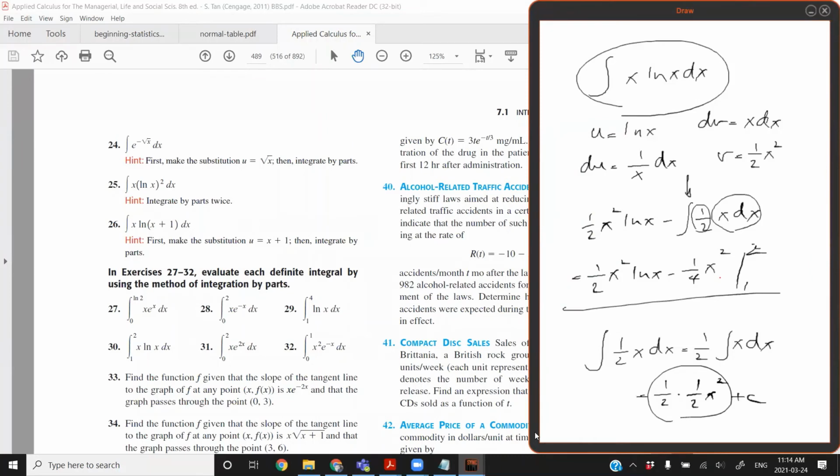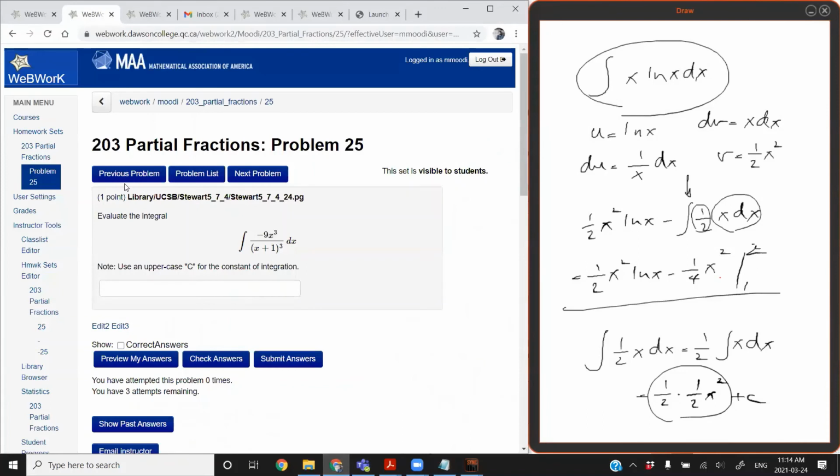Could you do inverse trig problem 13? Inverse trig problem 13. Okay.